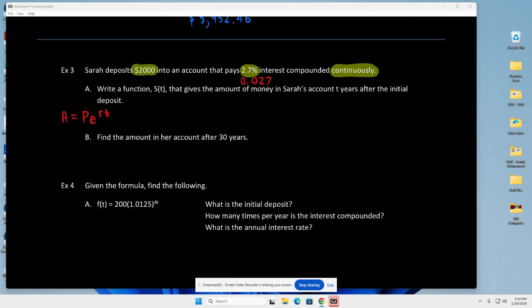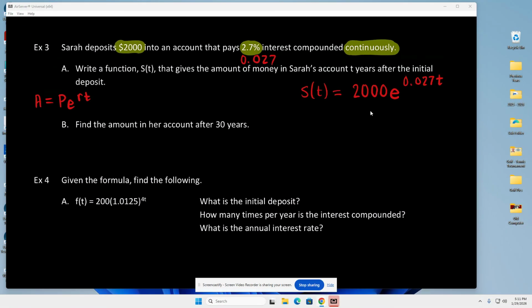So A, write a function s of t. So instead of A, we're going to use s of t. And it equals the amount we start with, P, that's 2,000. Remember, E is E, right? That's your base E. That's your Euler number, 2.718281, right? Raised to the R, that's 0.027t, because we don't know t yet. This is just the equation. Now, fortunately for us, is there anything I can simplify here? Nope, that's it. So, lastly, how do I find how much money she has after 30 years?